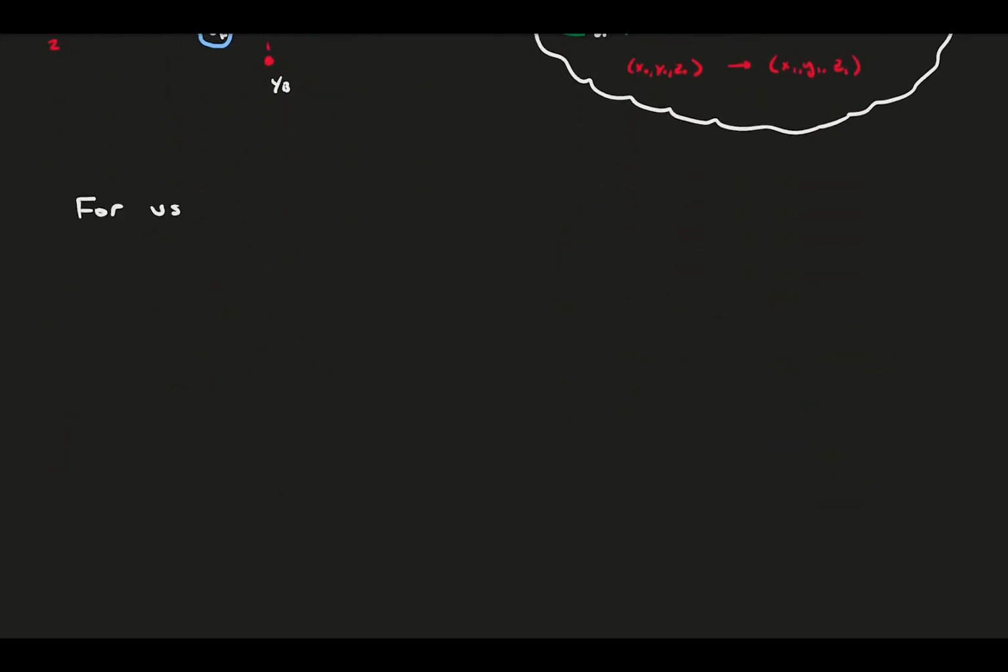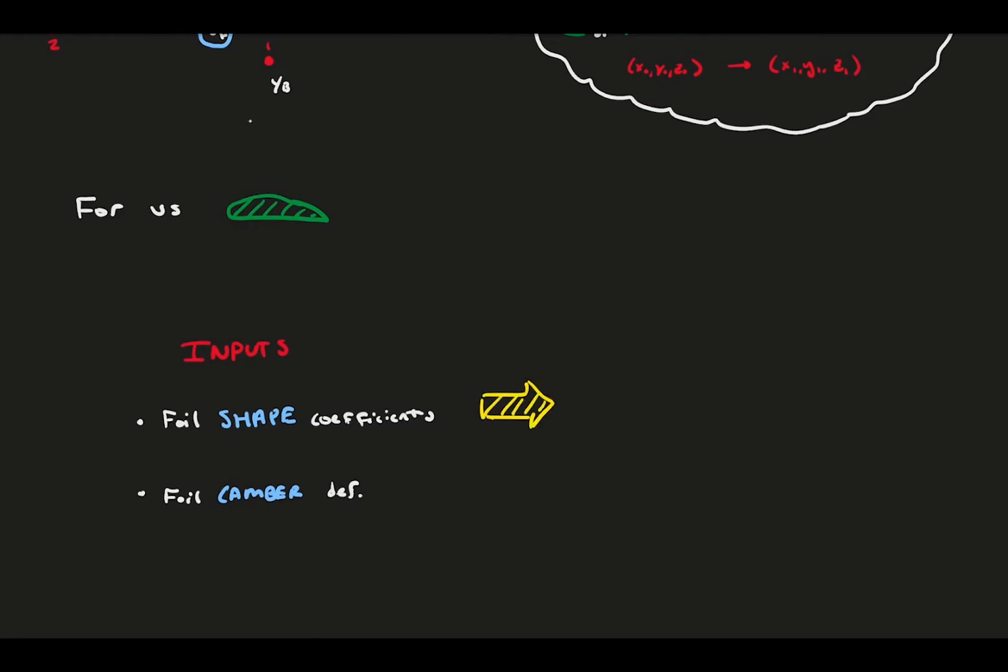In our case for the project, we want to optimize the foil shape for a given condition and desired performance characteristic. The foil shape coefficients and camber definition are our input parameters. Our outputs consist of the lift, drag, moments, and so on. Your desired output is up to you. For example, you could choose to maximize the lift at a certain angle of attack.